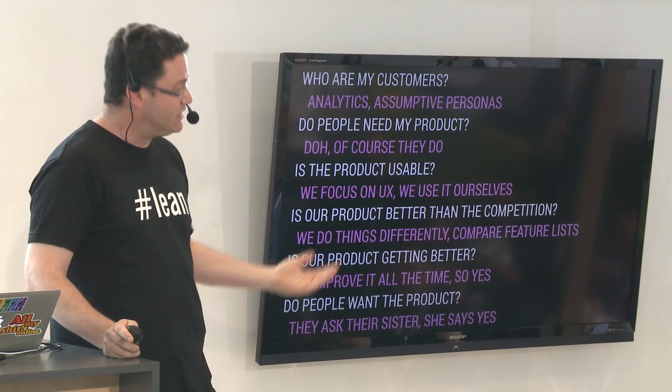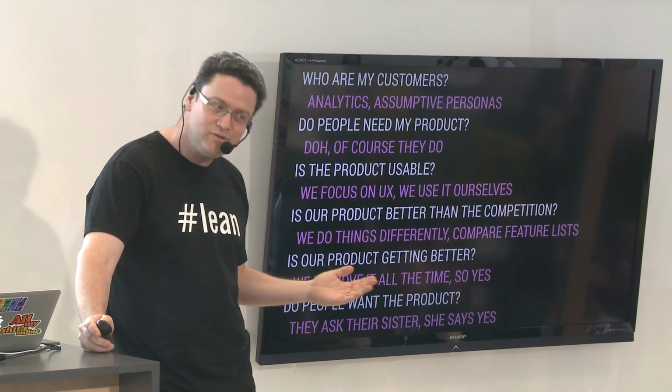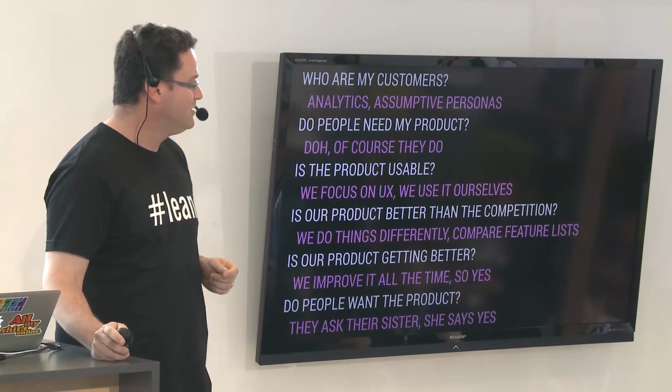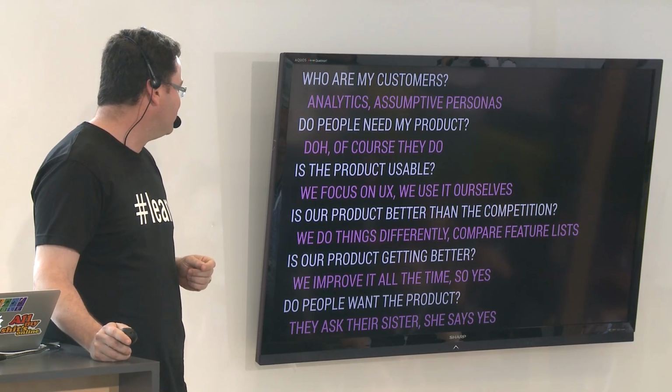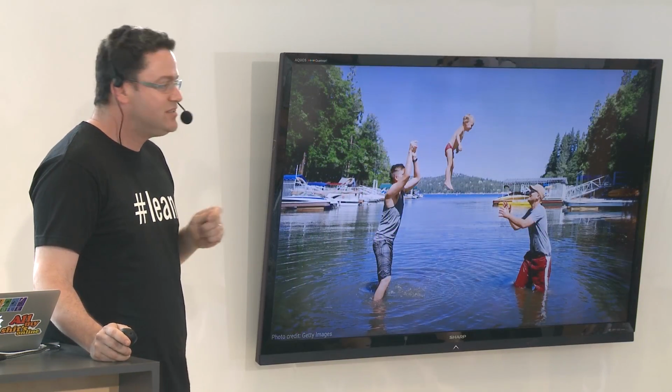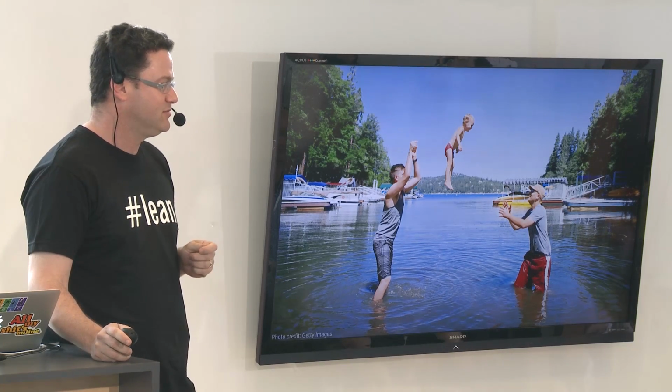They ask friends and family members. And friends and family members are very nice to you. They want you to succeed, but they're really biased. So that's a problem. All of this means one thing. That's a huge risk that they're taking. A huge risk.